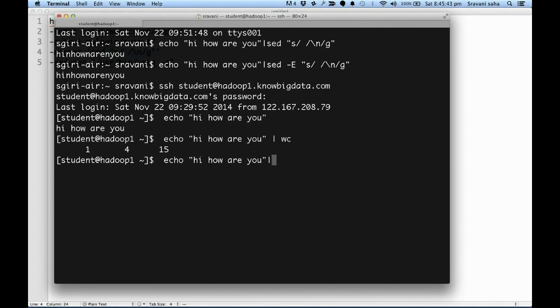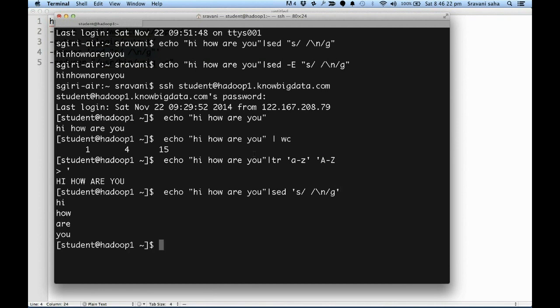Word count has just counted the number of characters, number of words and number of lines. And if you say something like translate A to Z with A to Z, it will convert. Now the input, by the mechanism of pipe, has been given to the TR command. In a similar fashion, what we are doing is substituting space with a new line.